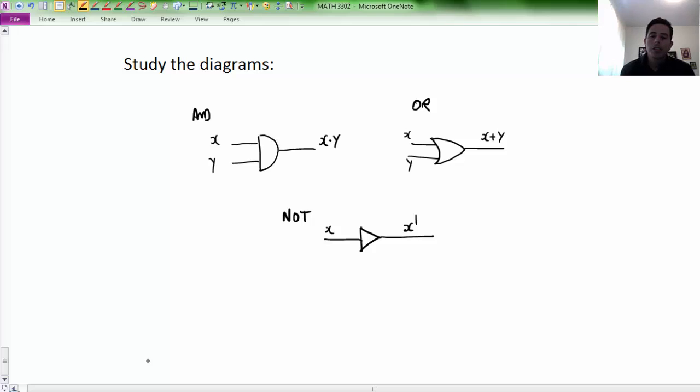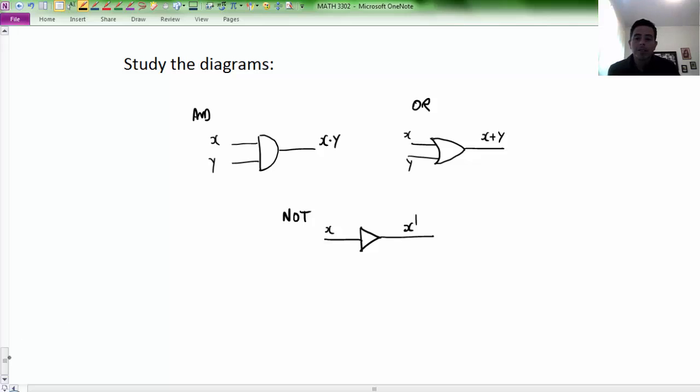Finally, we also can draw diagrams of these gates. Here's an example of the diagram for the AND gate. So this represents the inputs. You have the inputs x and y, and then this symbol here, it's kind of a half circle, represents the AND gate. Here's the OR gate, the two inputs, and here's the output, and then the NOT gate represented by this triangle.